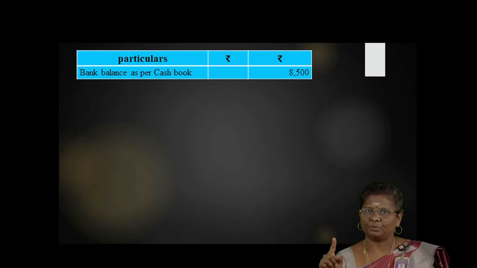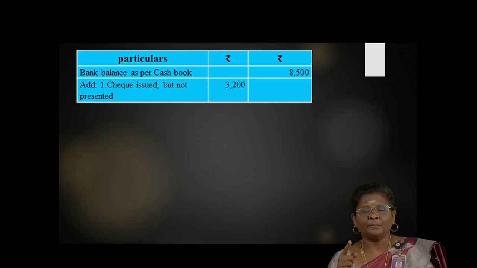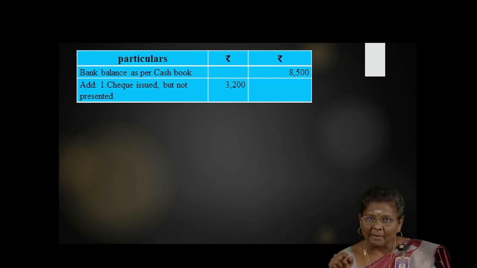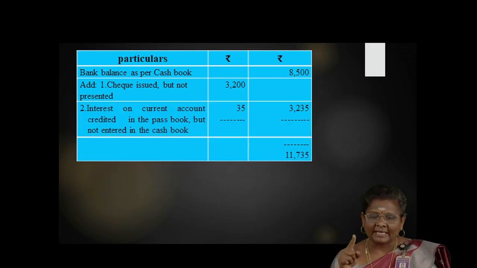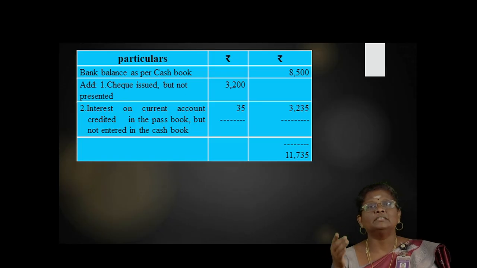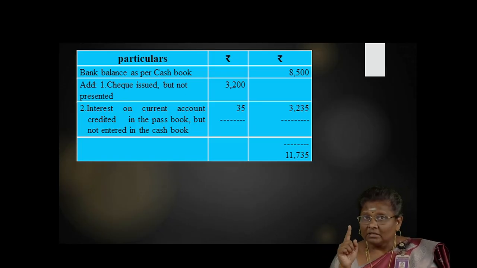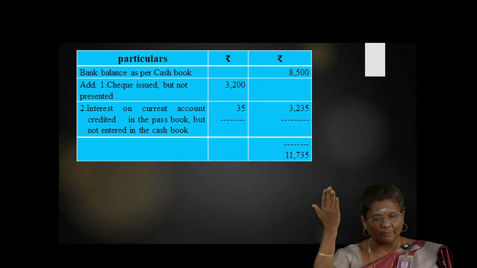So first, the balance as per cash book is rupees 8,500. Next, the checks issued but not presented, rupees 3,200. That amount should be added. Then the second amount to be added is interest on current account credited in the passbook but not entered in the cash book. That amount is also added. So the 3,235 is added, put in the outer column, and added with the balance as per cash book.